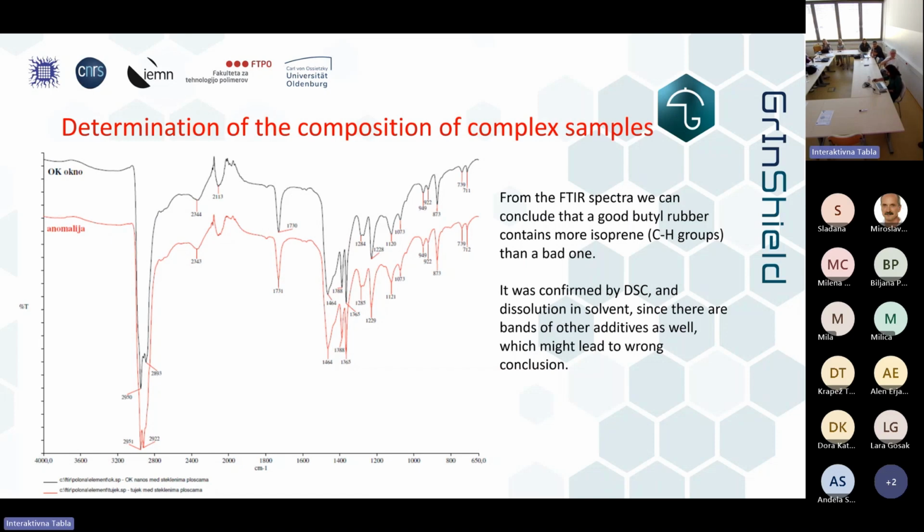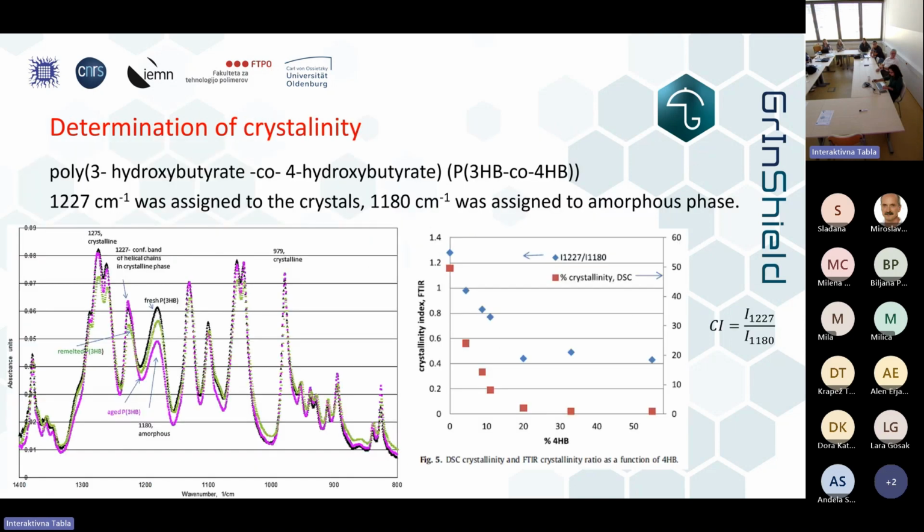But of course, those small differences in the spectra were not enough, so we confirmed also by DSC and by dissolution in solvents, because less isoprene also meant that this rubber could not have been cross-linked properly, and so it was more or less soluble in solvent, while the good one wasn't. So sometimes it takes more than just one technique.